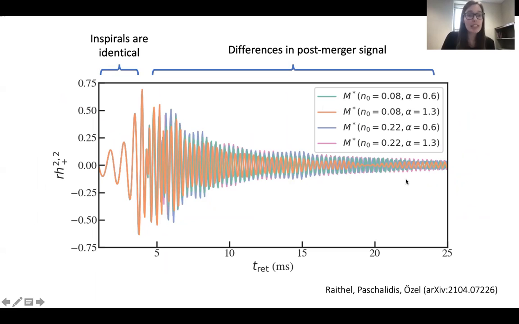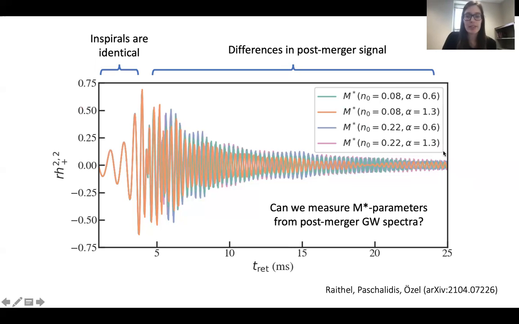But we do find differences in the post-merger signal, not only in the amplitude, but also in the decaying beat frequencies of this post-merger gravitational wave signal, which hints at differences in the oscillations of the post-merger remnant that are sensitive to the finite temperature part of the equation of state. This raises the really tantalizing possibility that we might be able to measure these M-star parameters, or more generally, probe the finite temperature part of the equation of state, which is inaccessible with observations of the inspiral, using a future detection of post-merger gravitational waves.